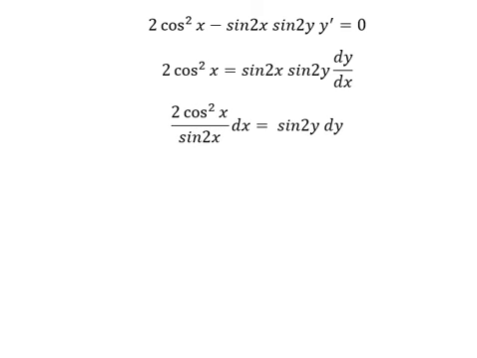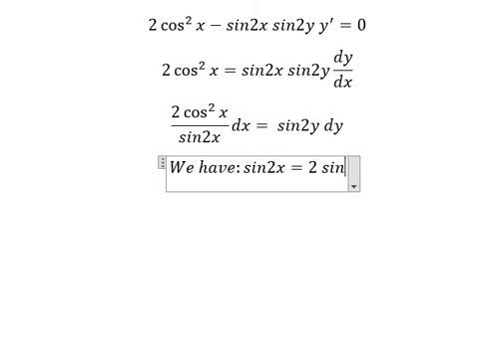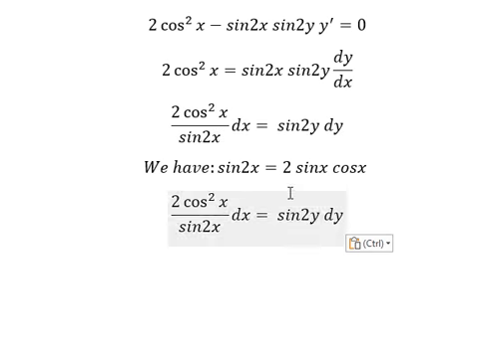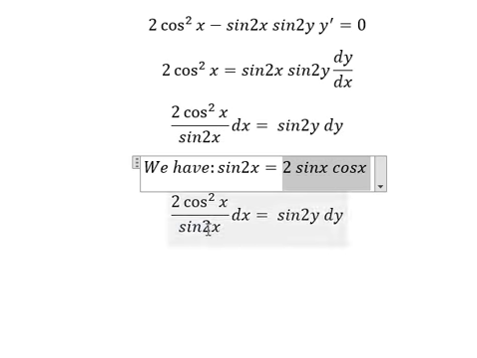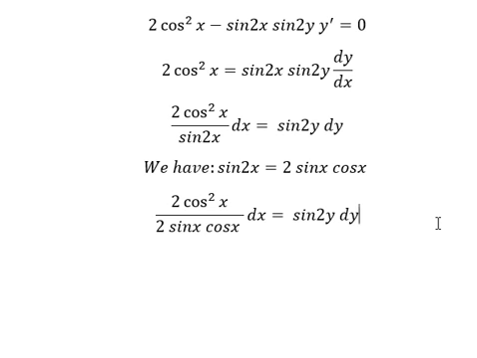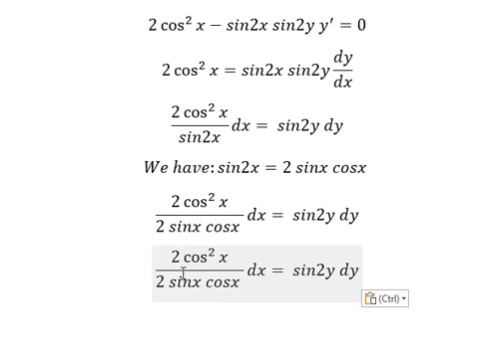Next, we have the formula in here. Sin 2x equals 2 sin x cosine x. So I will put this one in here. Now we need to simplify 2 cosine x on numerator and denominator.